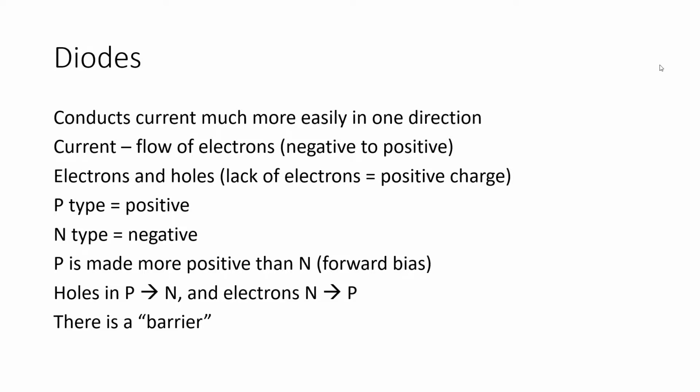So the n-type means that it has more free electrons, meaning more negative, and the p-type means that it has fewer electrons, meaning overall it is more positive. Now the p-type implies it has more positive charge, meaning that it has holes, and the n-type has an excess of electrons. So if P is made more positive than N-type, that will be the forward bias.